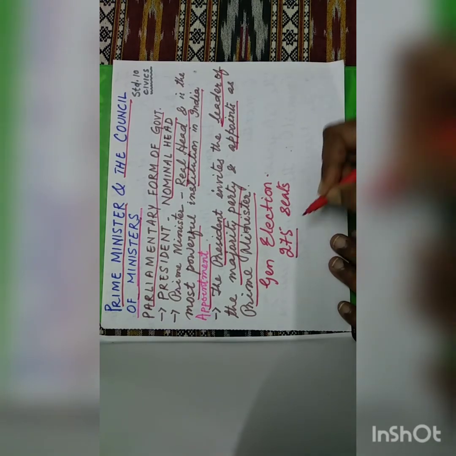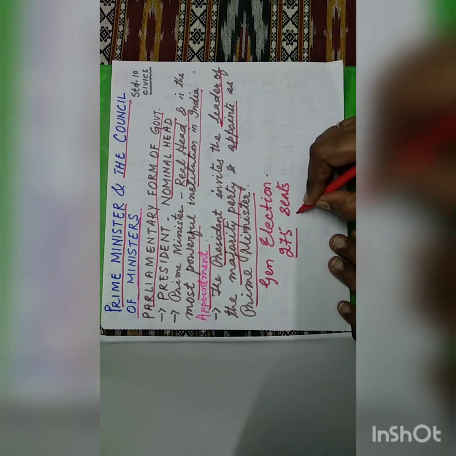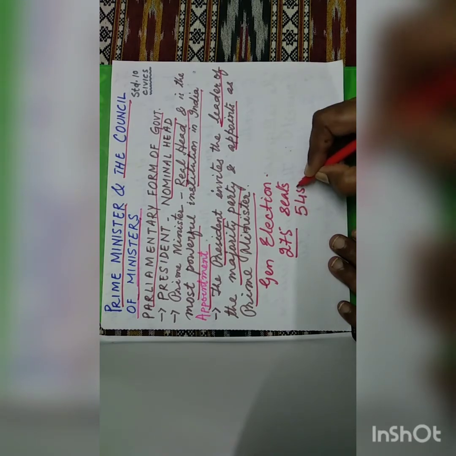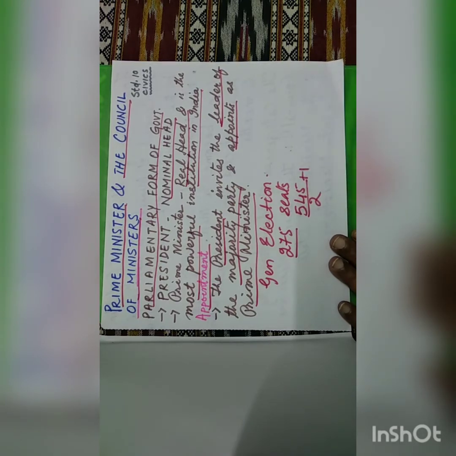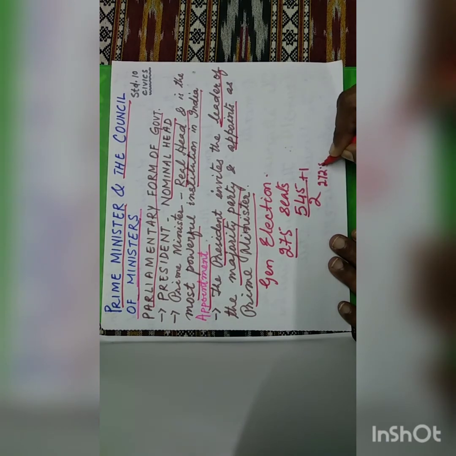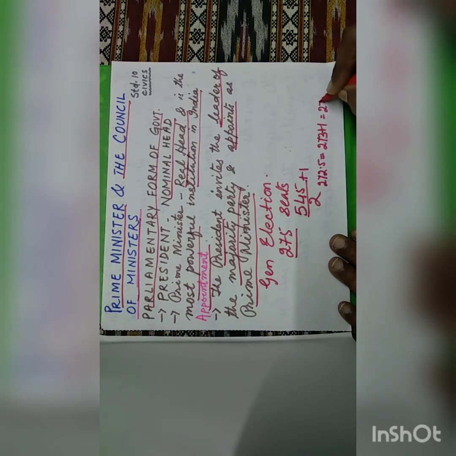Why this 275? In Lok Sabha we have 545 seats. Divided by 2 plus 1 number of members is required. So it is 272.5, that is rounded off to 273 plus 1 is 274. If 274 or more seats are obtained or secured by any political party, such a party leader is invited by the President to be the Prime Minister.